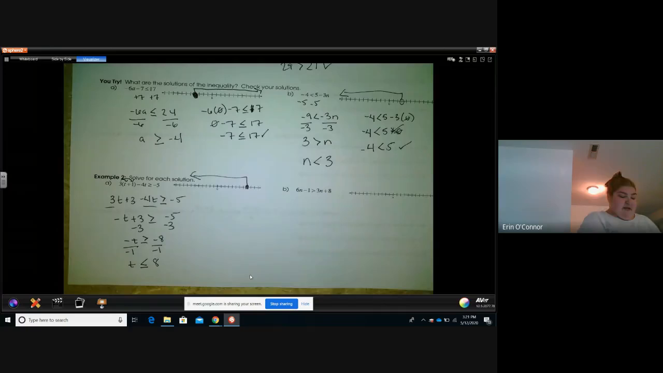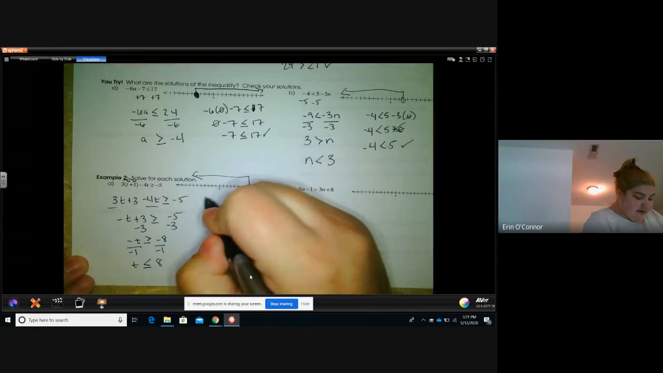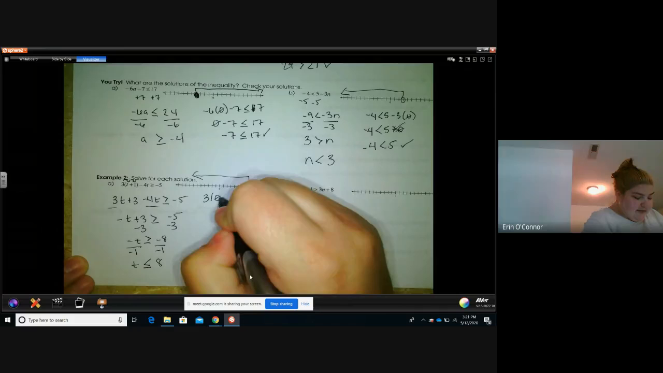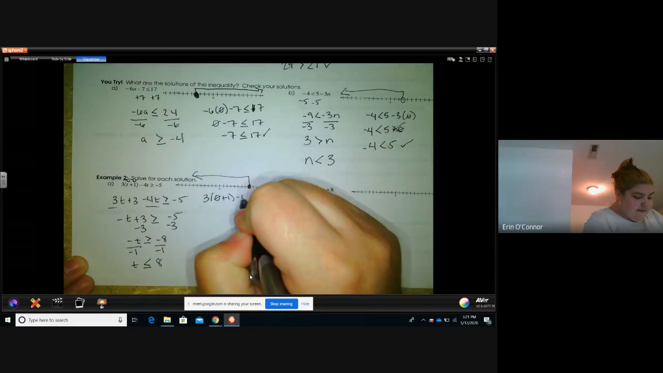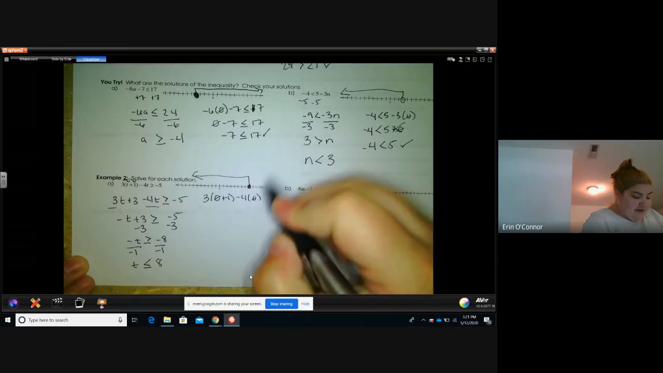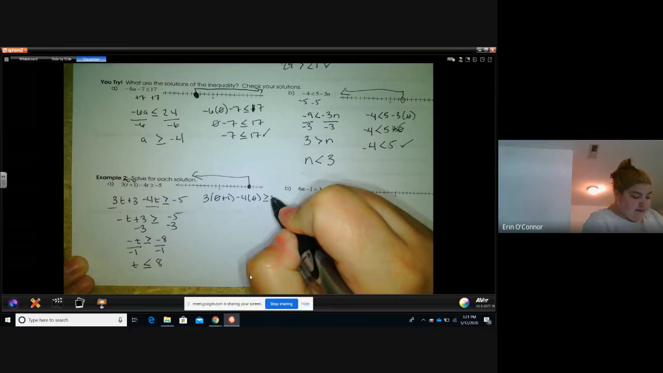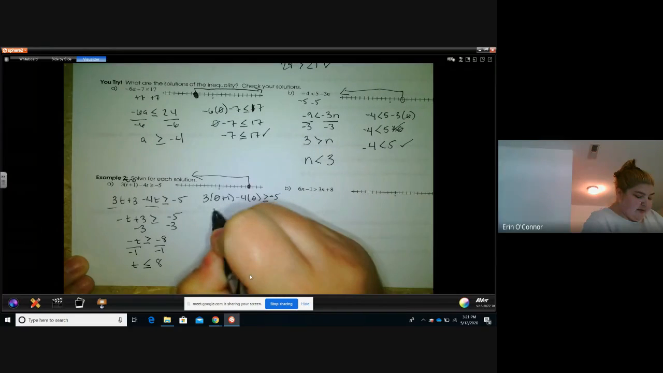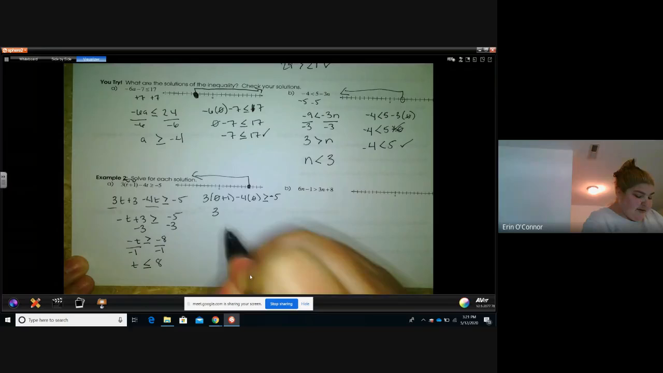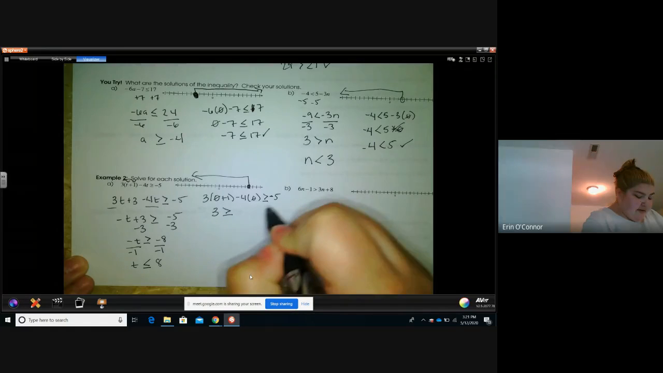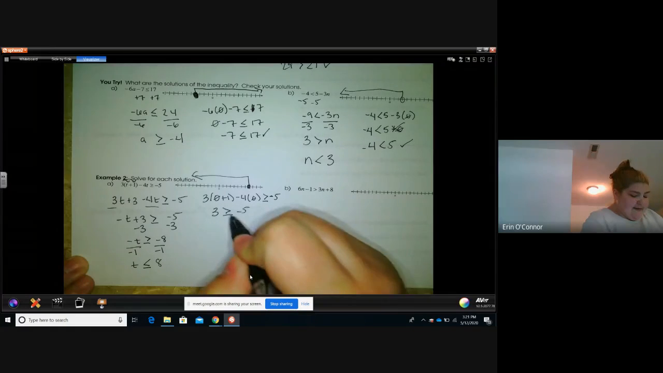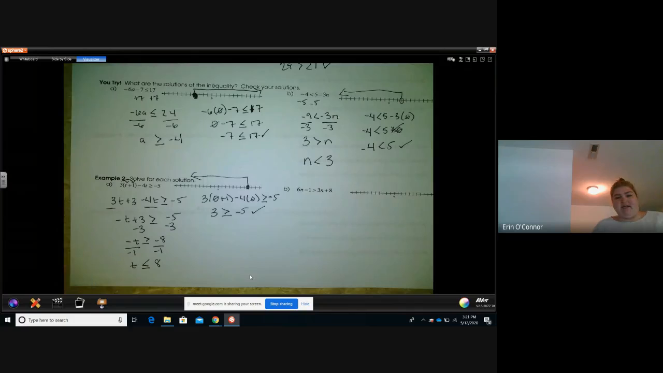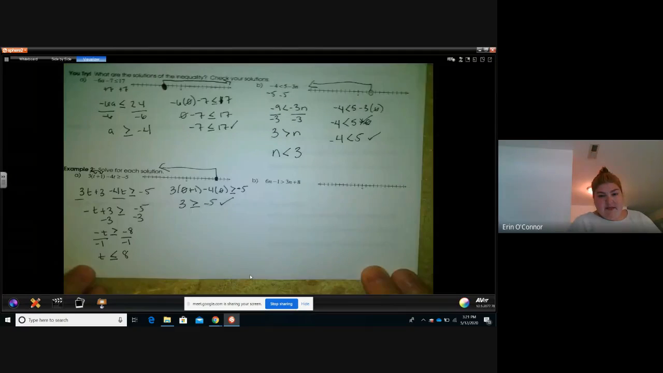Now let's think of a number that's less than or equal to 8. And 0 works. Let's plug in 0 to make sure it works. And you plug it into the original equation just in case you made a mistake. And you're plugging 0 in for every t. Okay, 0 plus 1 is 1. 1 times 3 is 3. Negative 4 times 0 is 0, so it cancels out. And we get 3 is greater than or equal to negative 5, which checks out. We're all good. Let's go on to B.